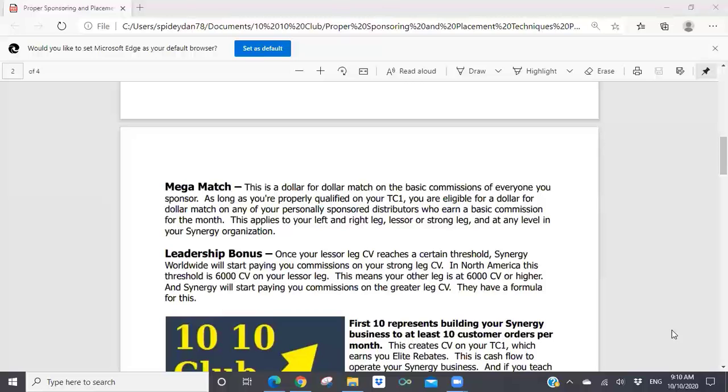And once you get to 6,000 CV of volume on your lesser leg, you then get paid what's called leadership bonuses on your strong leg. If your lesser leg is 6,000, that means that your strong leg has got to be 6,000 or more. And then Synergy starts paying you what's called a leadership bonus.